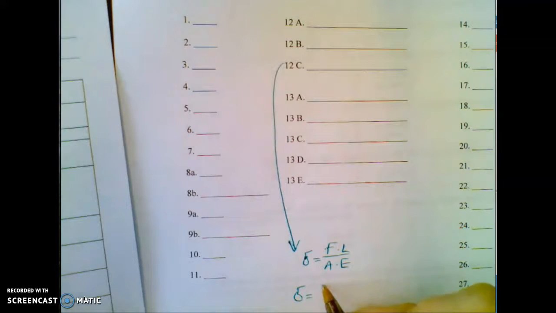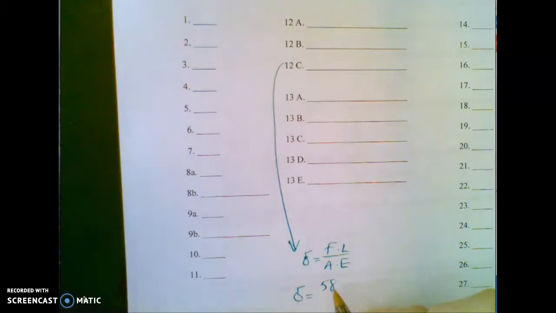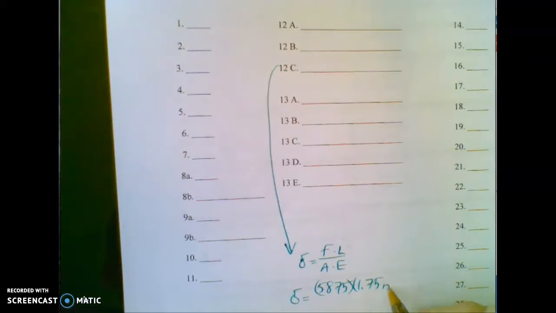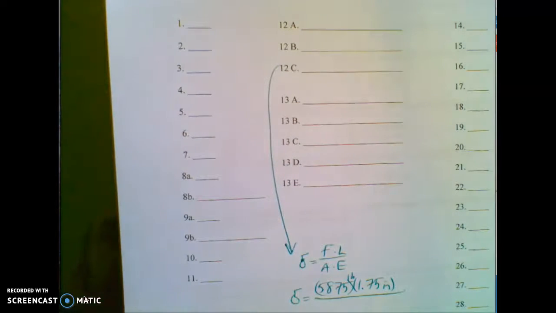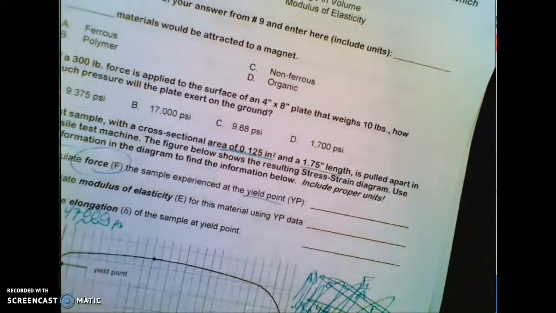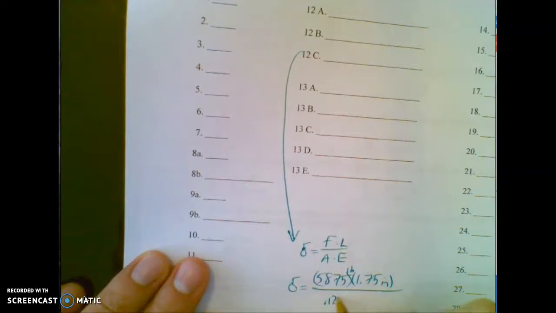So in this problem, force was 5,875 times original length, which was 1.75 inches. So we have pounds times inches over, and then here we have area, which you do have to use your noggin a little bit for the area. Oh, no, it just tells you straight up, 0.125 square inches. So 0.125 inches squared times that big number from last time, the 6,714,286 psi.